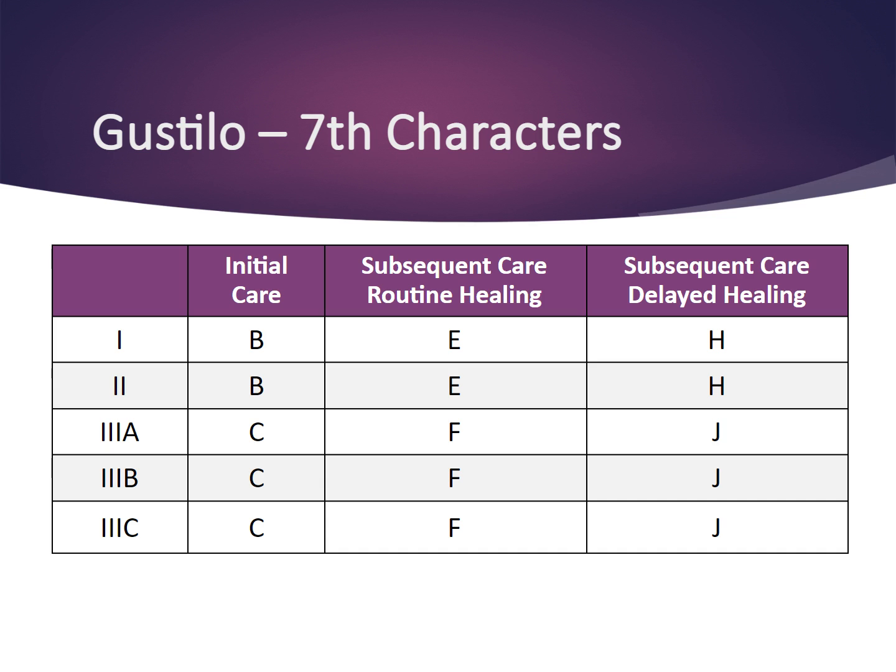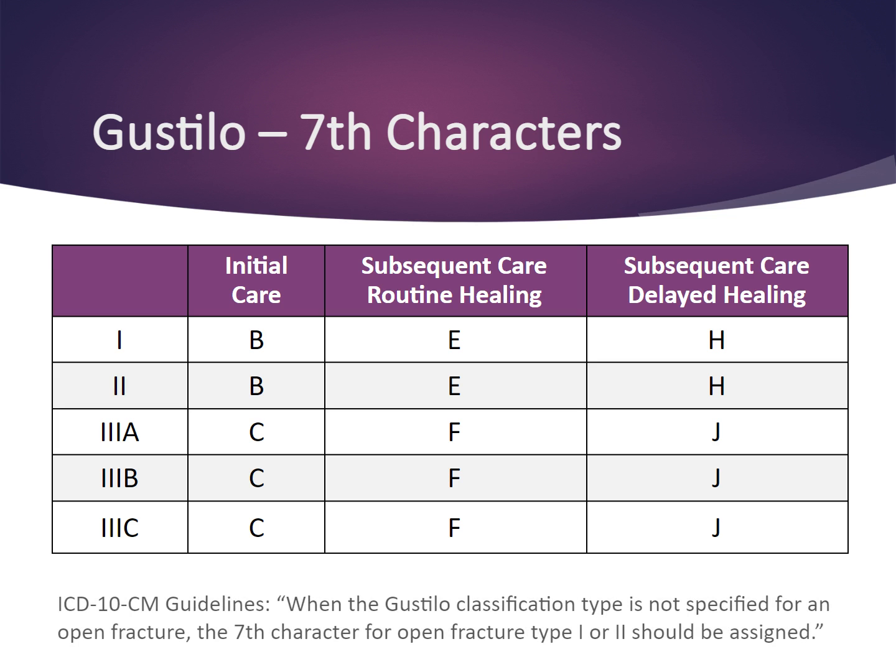Now, originally, ICD-10 guidelines did not give us a default for this if the physician did not tell us what that Gustilo classification was. But then in 2016, we did have this added to the ICD-10 guidelines that when we do not have it specified, we're going to use the classification for 1 or 2.